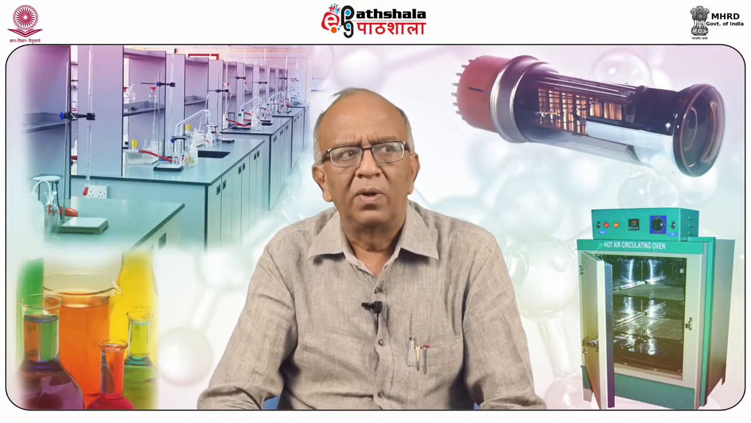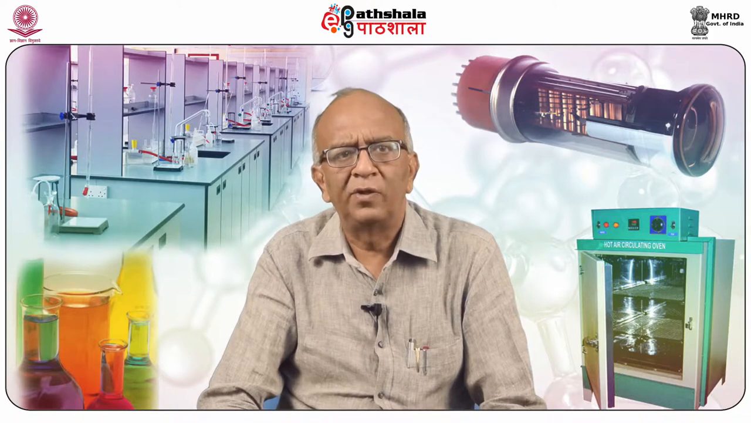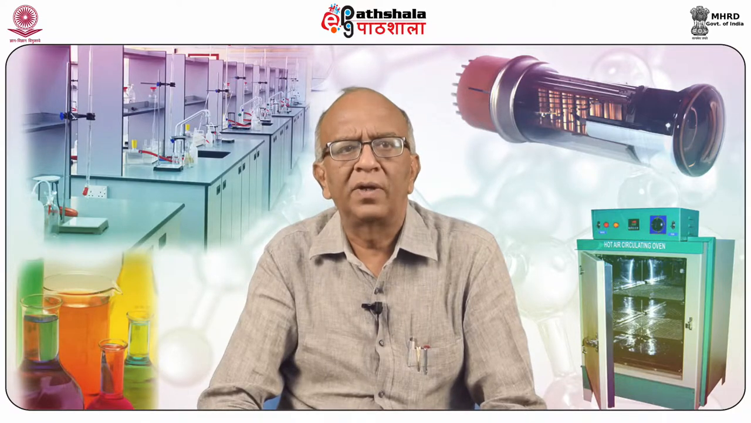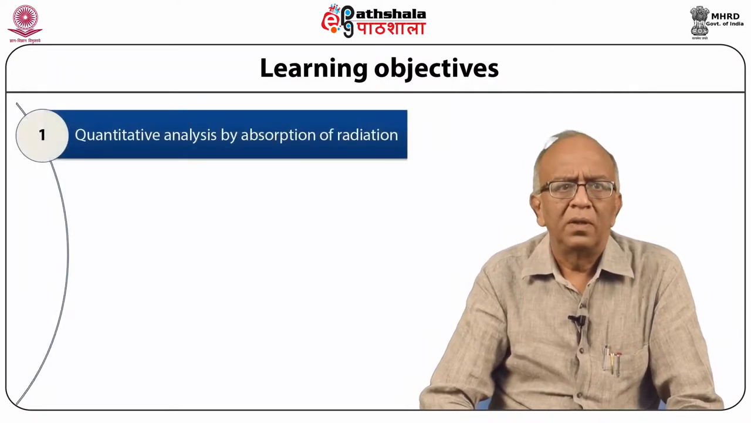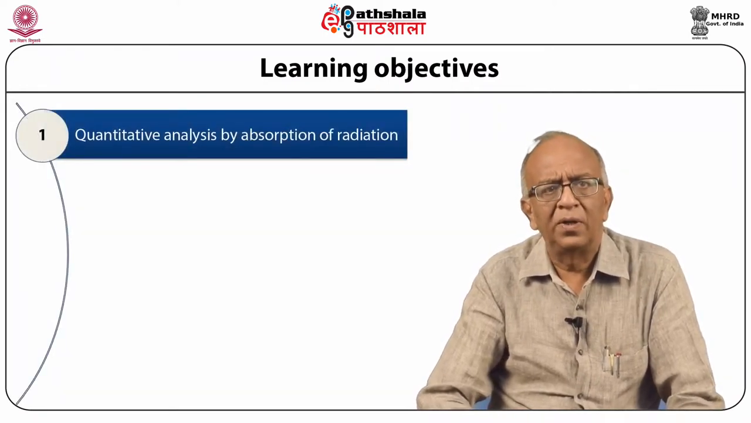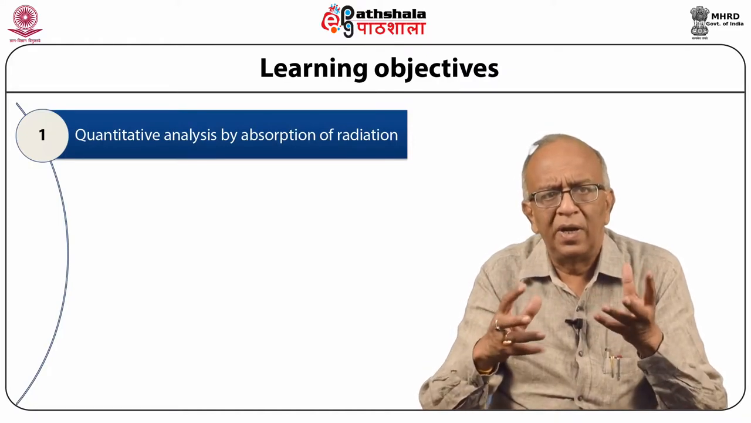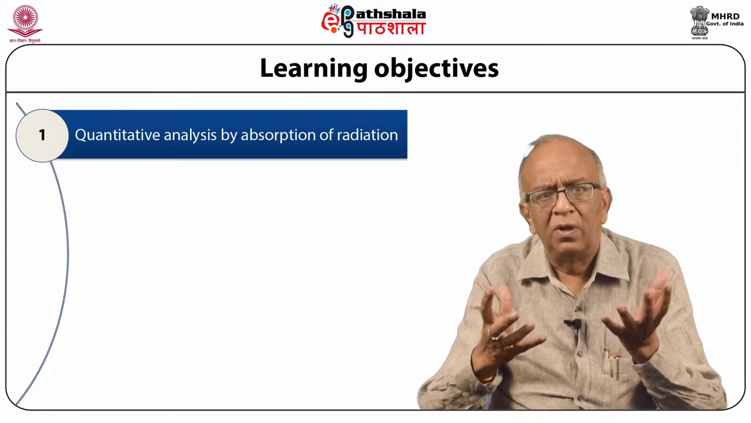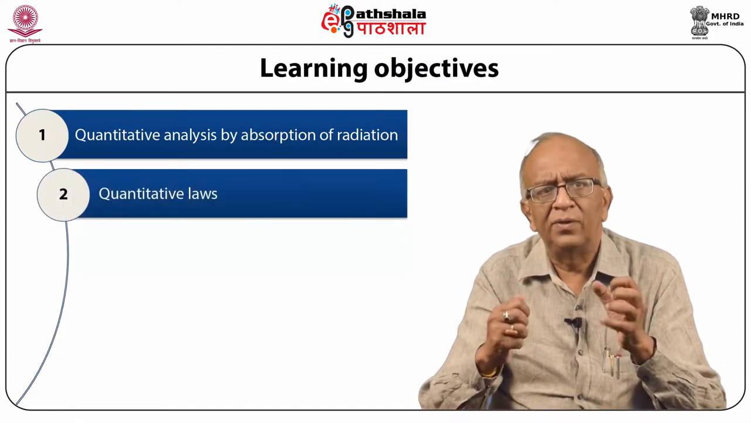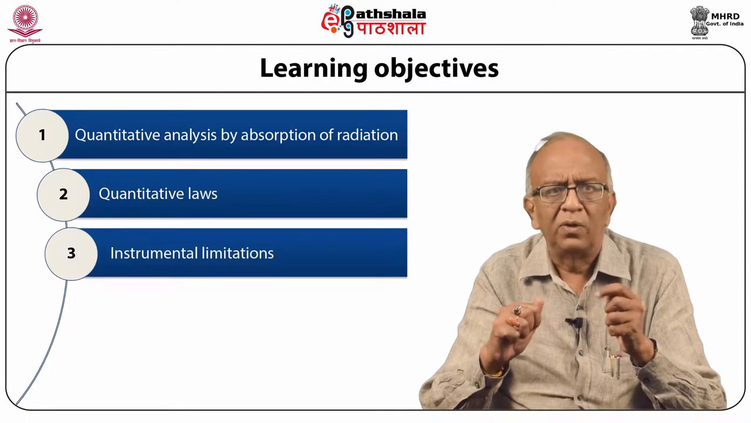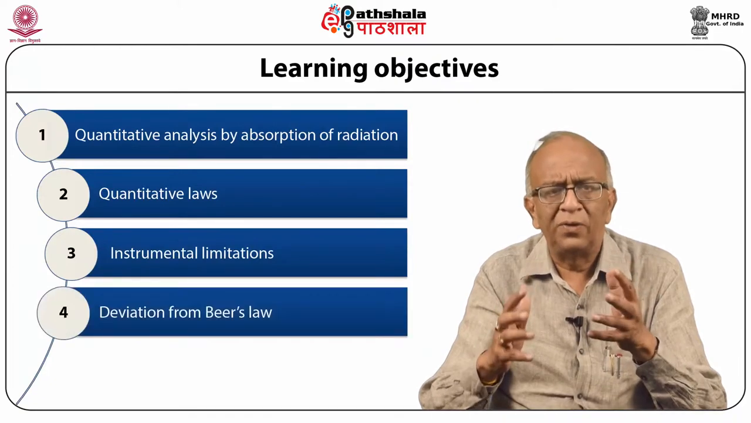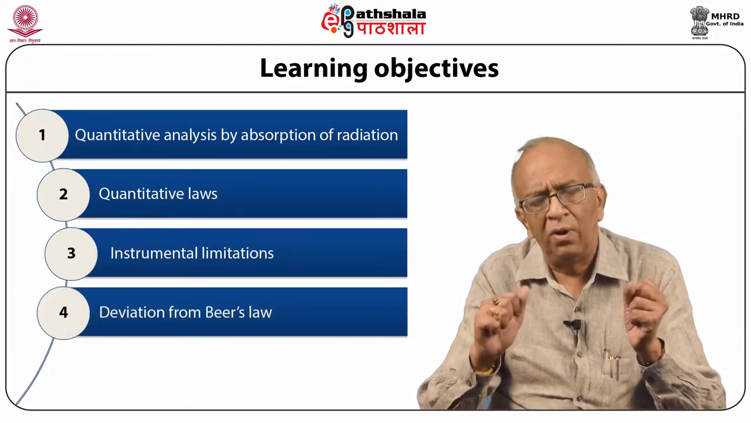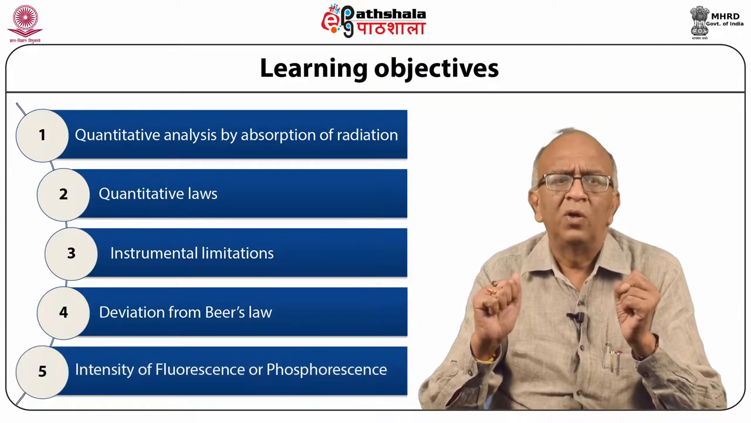Today, I shall take up Instruments for Analysis Part 3 under the paper Fundamentals of Analytical Chemistry. Today, our learning objectives are how by absorption of electromagnetic radiation, quantitative analysis can be done. What are the laws for quantitative analysis? What are the limitations of quantitative analysis? What are the reasons for deviation from the well-pronounced laws, and fluorescence and phosphorescence.